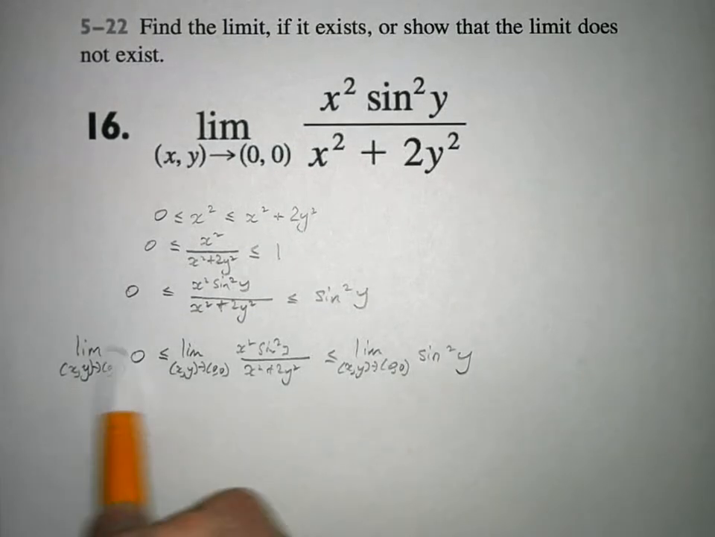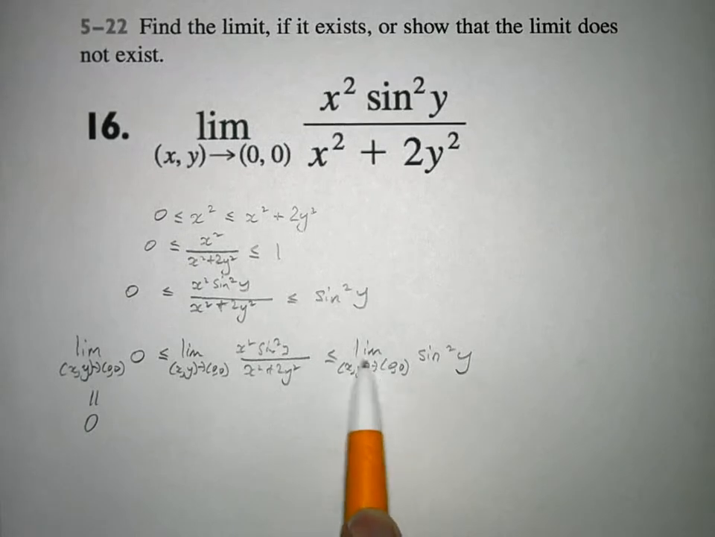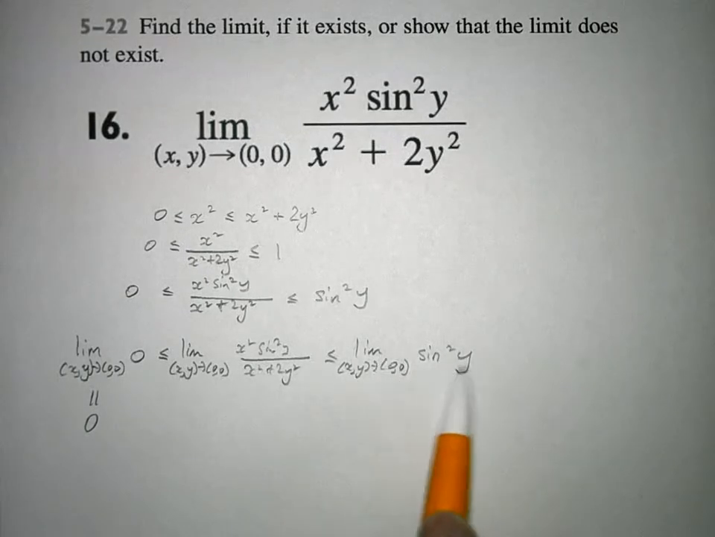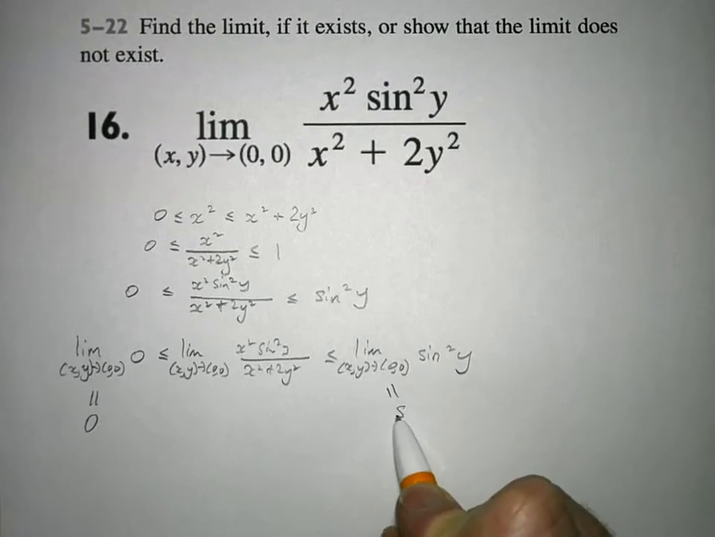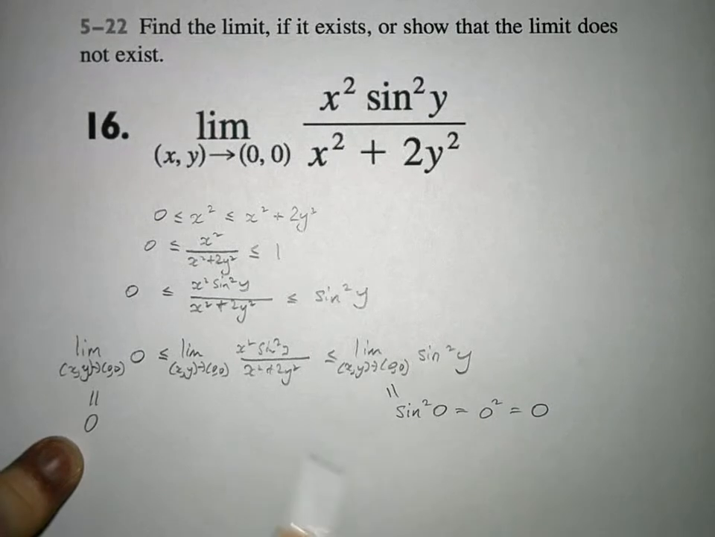Well, over here on the left-hand side, we've got the limit of a constant, which is simply equal to that constant, so this is simply 0. And on the right-hand side, we've got the limit of sine squared y as y approaches 0. Well, sine y is a continuous function, and y is approaching 0, so we can simply substitute in. This is sine squared of 0, sine of 0 is 0, and 0 squared is 0. So we've got 0 all the way on the left and 0 all the way on the right. That means this guy in the middle, which is what we're trying to work out, is squeezed between 0 and 0, so it must be equal to 0.